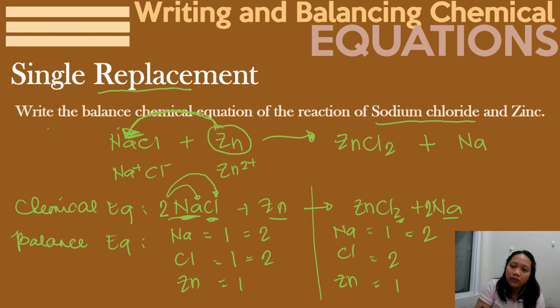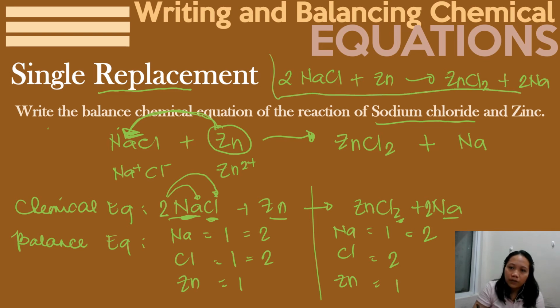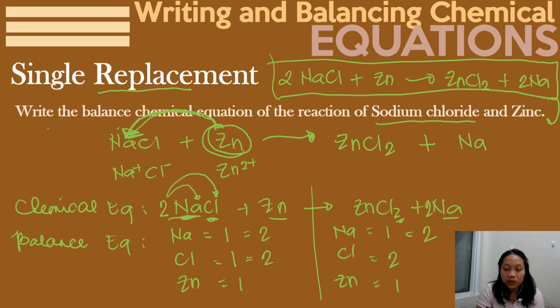So what is your final answer? That means that you need 2 moles of your sodium chloride reacting with 1 mole of zinc. That will yield to zinc chloride, 1 mole of zinc chloride, and 2 moles of your sodium. Then, of course, you box your final answer because this is now the answer to this problem. So remember, your zinc here is a cation. That's why it replaces the cation, which is the sodium.